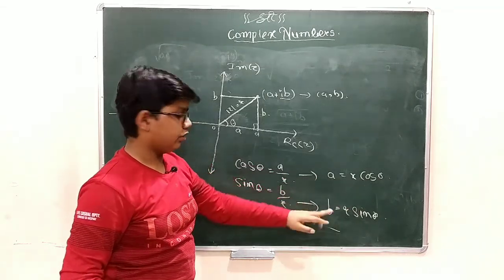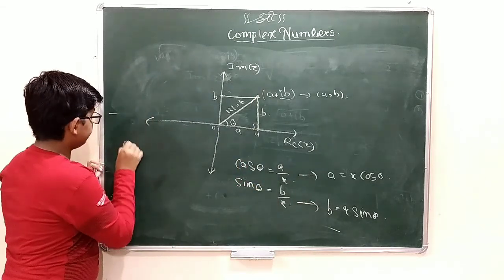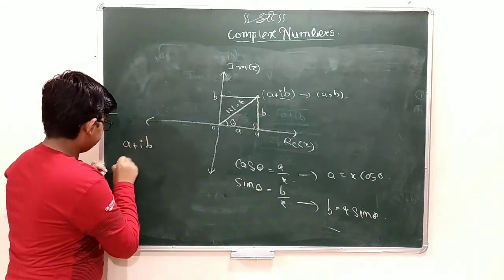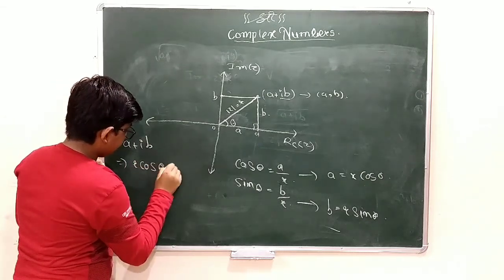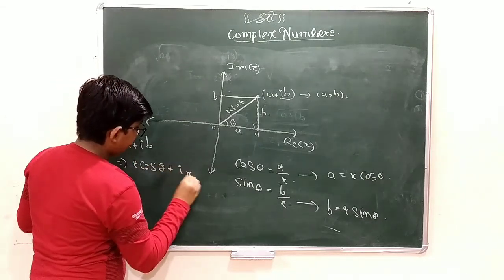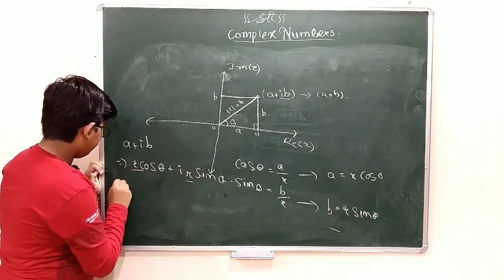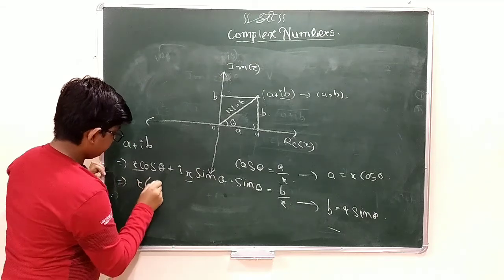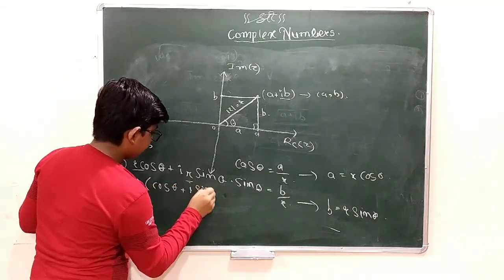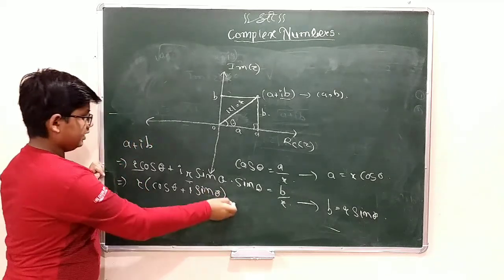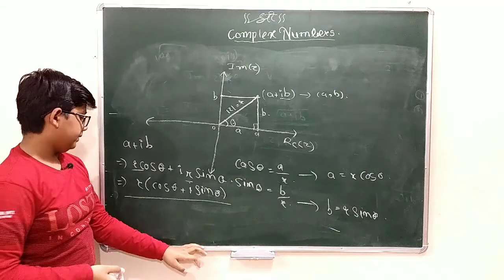Now we got the value of a, we got the value of b. This point represents a plus ib, which means what will be the value of a plus ib? The value of a plus ib will be r into cos theta plus i into r sin theta. Now r gets common outside, so it will be r into cos theta plus i sin theta. This is known as the trigonometric form or the polar form of the complex number.